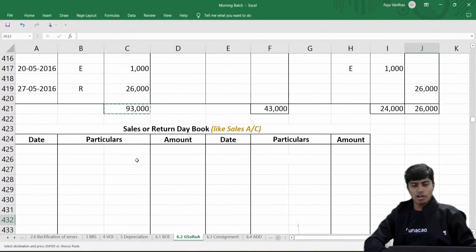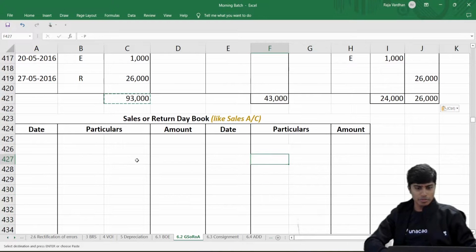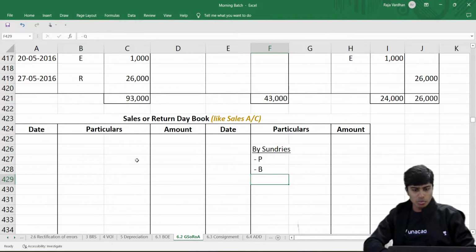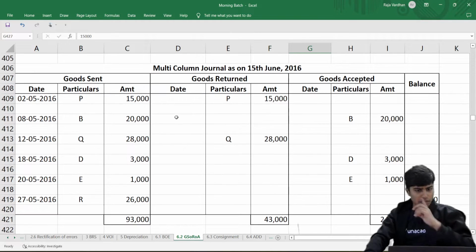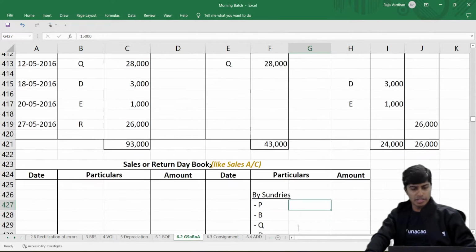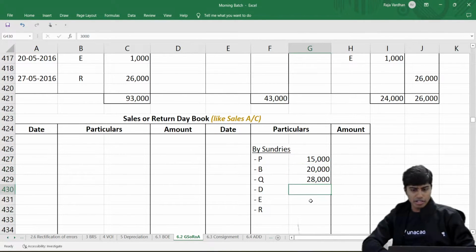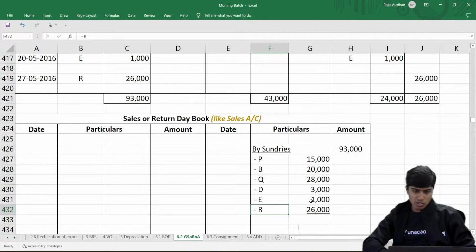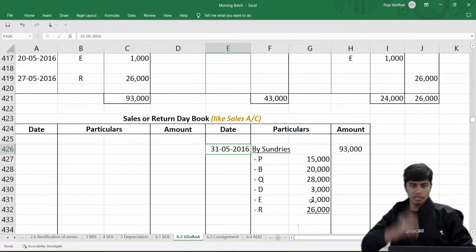In our sale or return day book, which is like a sales account, here I will write by sundries, that is P, Q, B, D, E and R. The amounts are the same as here: 15, 20, 28, 3, 1, 26. Together 93,000. This is goods sent on return or approval basis, definitely on different dates though. We'll write 31st of May, the end of the month.